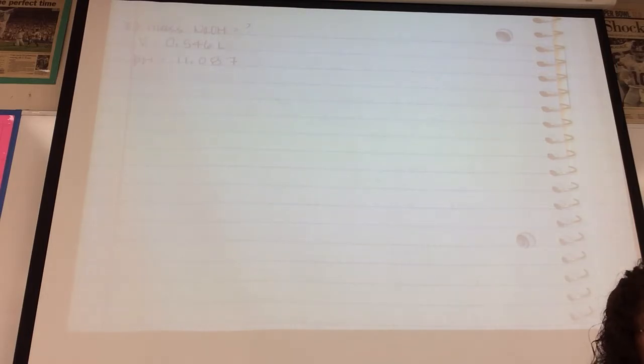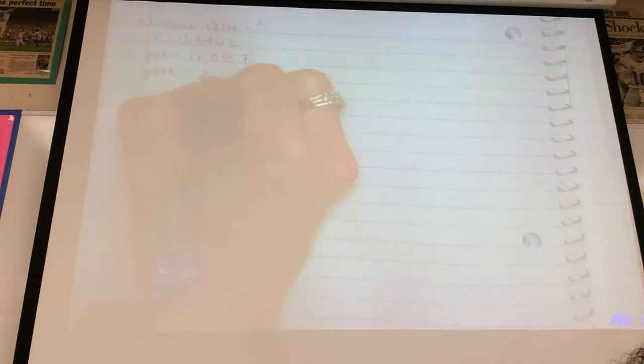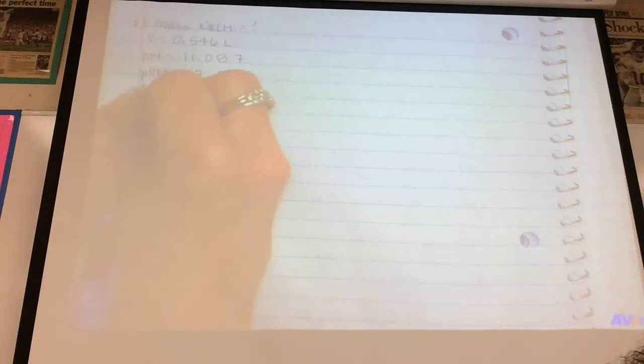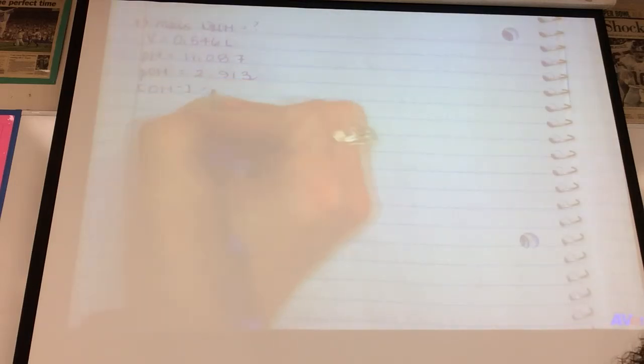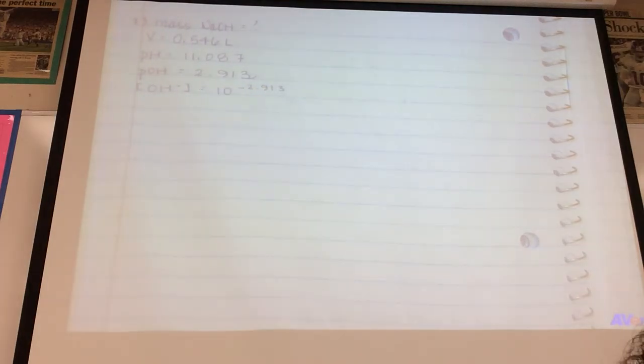You can go that way, but it's a little trickier. Yeah, just do 14 minus 11. So get the pOH first, do 14 minus that. And that can lead you to hydroxide ion concentration, which would be 10 to the negative 2.913.